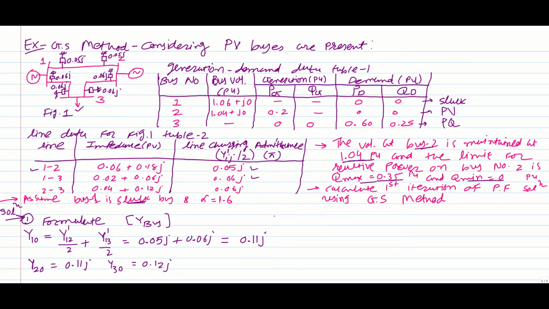Now, our next step is we have to calculate the rest of the parameters of our bus admittance matrix. So, let us start from calculating Y12. The value is given in impedance form, so we need to convert it into admittance form. So Y12 is equal to 1 divided by Z12, which is equal to 1 divided by 0.06 plus 0.18 J. So Y12 is equal to 1.67 minus 5J.